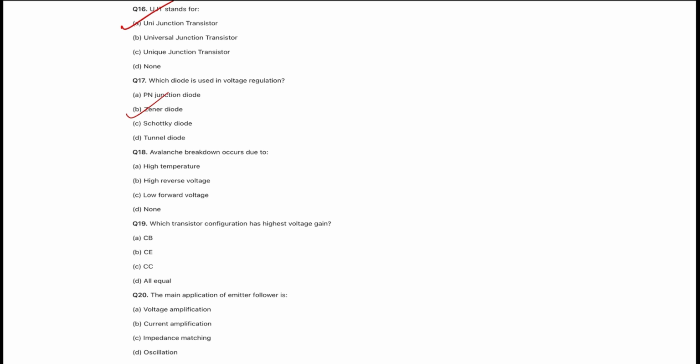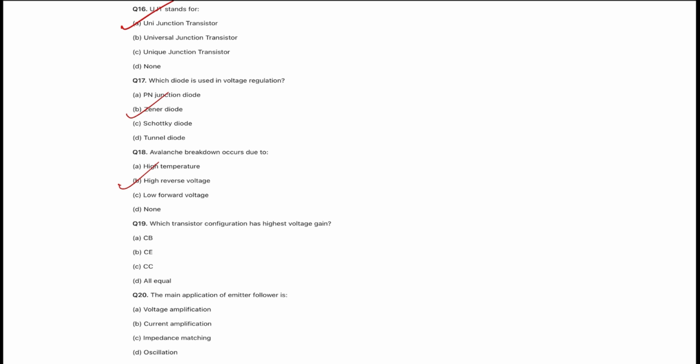Avalanche breakdown occurs due to: option A, high temperature; option B, high reverse voltage; option C, low forward voltage; option D, none. We know that the avalanche breakdown occurs due to high reverse voltage. The answer is option B.